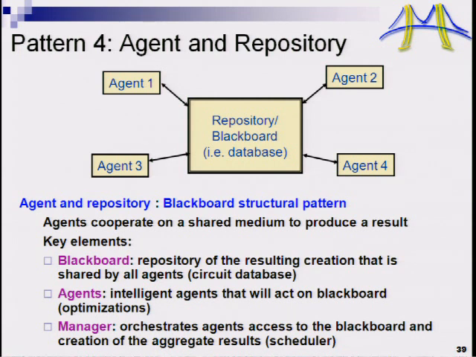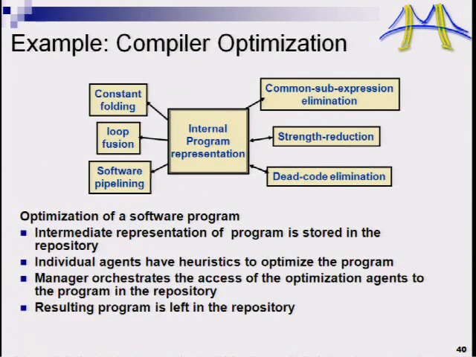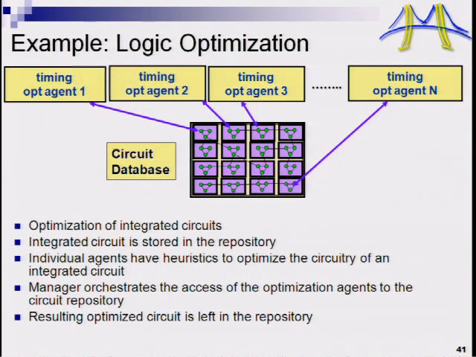Yeah, Jim? Banks and ATMs. You bet. For those of you who know the Stanford SUIF parallelizing compiler, it had an internal program representation, and then you could write a menu of compiler optimizations. If you look at contemporary logic optimization, industrial strength, say Synopsys' Design Compiler, it looks like exactly the same architecture. An agent may come in, do its optimization, and back out, and the resulting intermediate representation of the program is left in the repository. Yeah, logic optimization also.